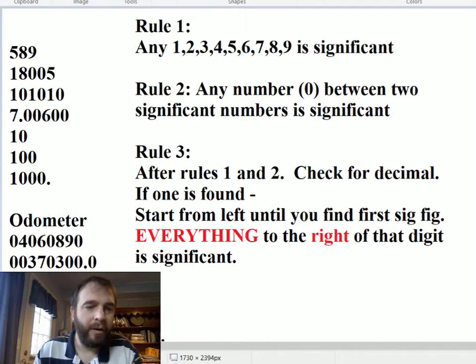Hello, I wanted to put together a video to go over significant figures. I sometimes call them sig figs. Some people call them significant digits or sig digs. In this case, it doesn't matter what you call them. You just need to make sure you understand how they work.